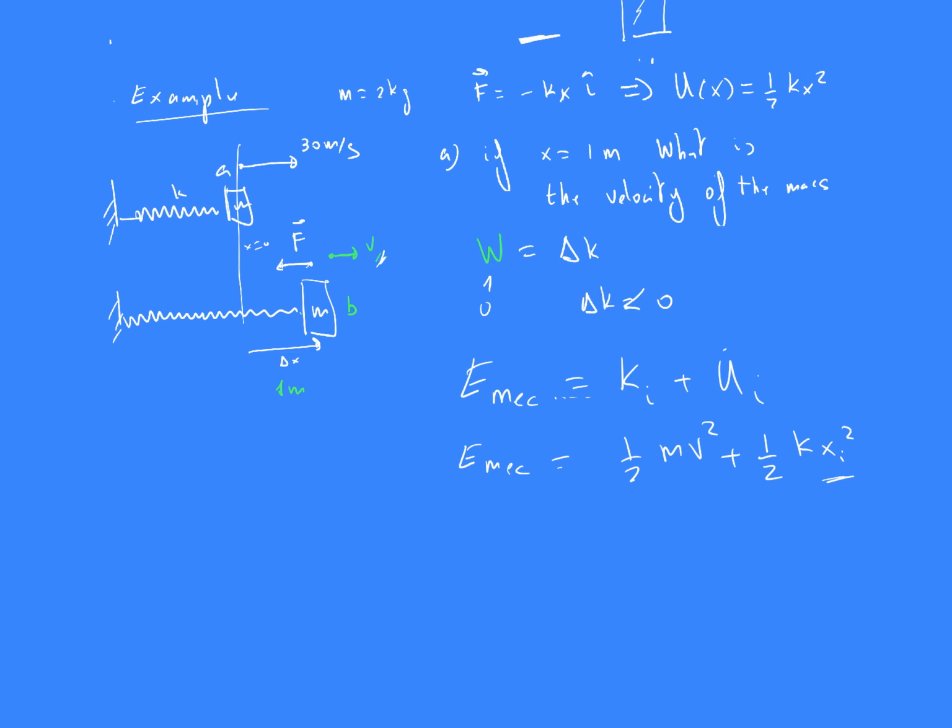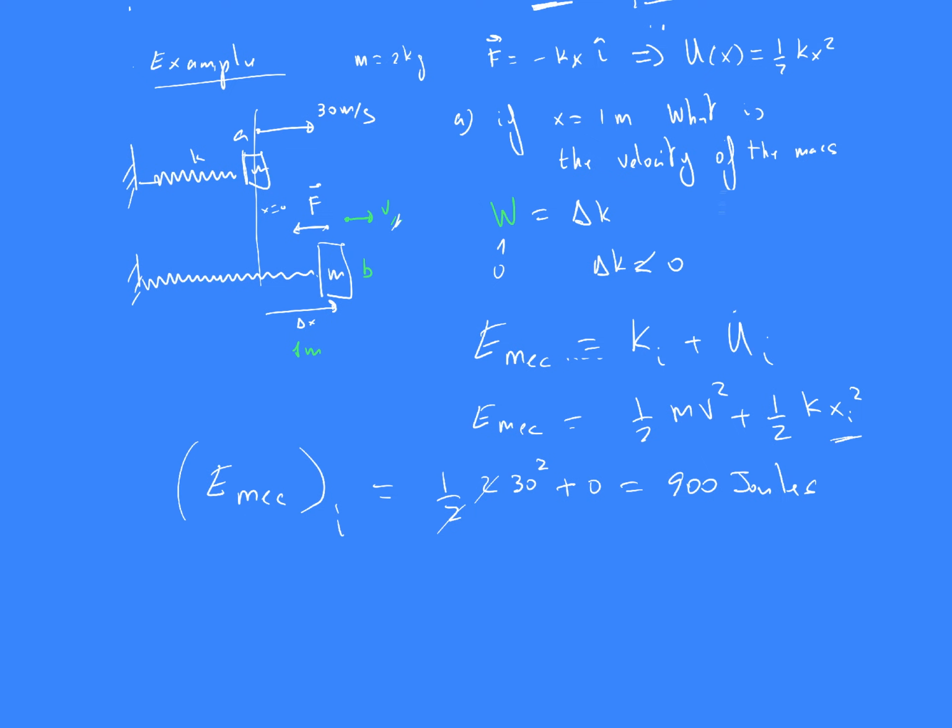So the mechanical energy in the initial state is 1/2 the mass, 2 kilograms, the velocity squared, 30 squared, plus 0. So the mechanical energy initial will be 2 divided by 2, it will be 900 joules. So initially, I have 900 joules of energy to be conserved and to be shared between kinetic energy and potential energy.